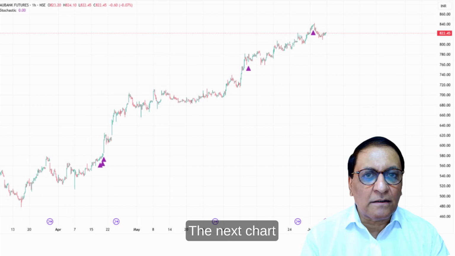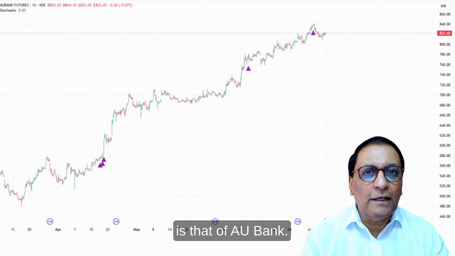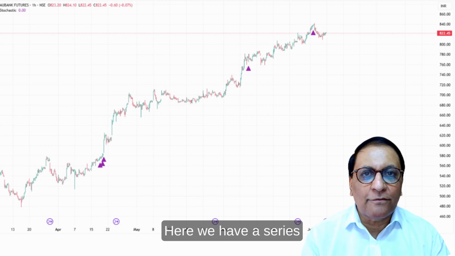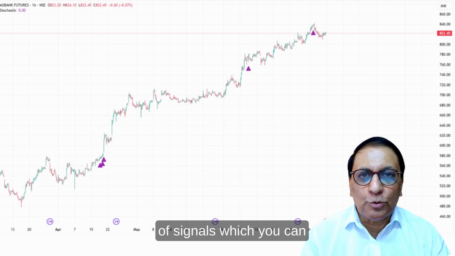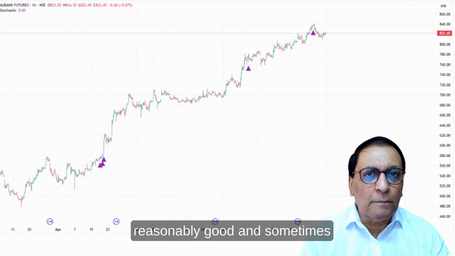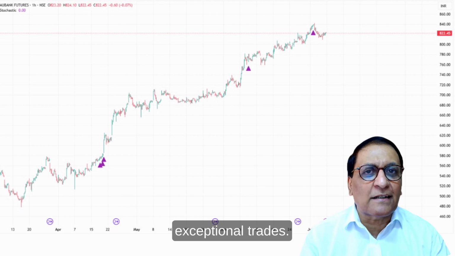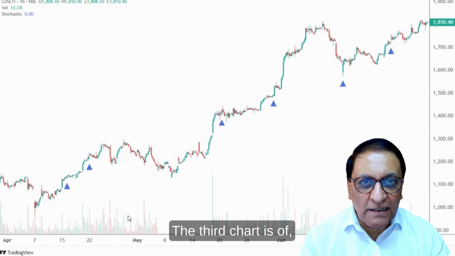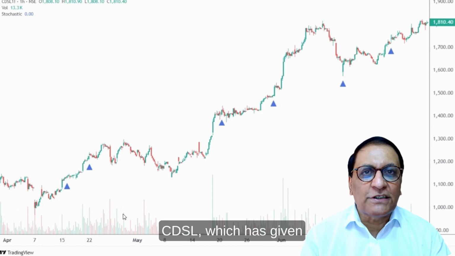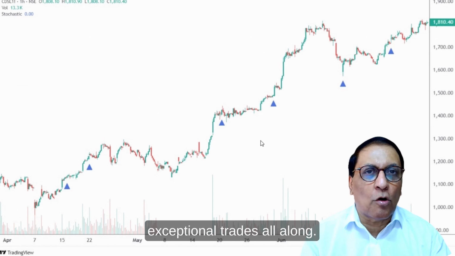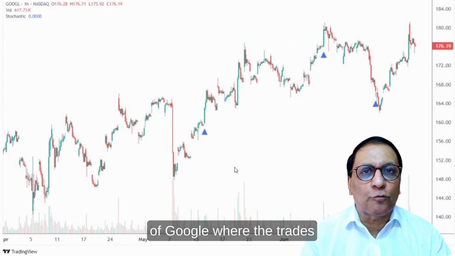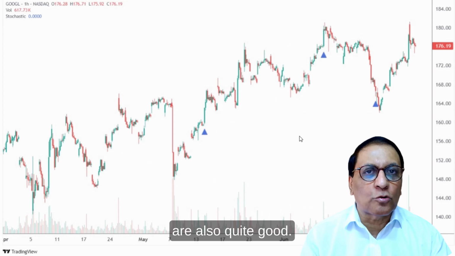The next chart is that of AU Bank. Here we have a series of signals which you can see have given reasonably good and sometimes exceptional trades. The third chart is of CDSL, which has given exceptional trades all along. And finally, we have a chart of Google where the trades are also quite good.